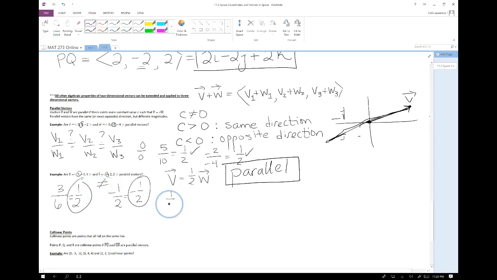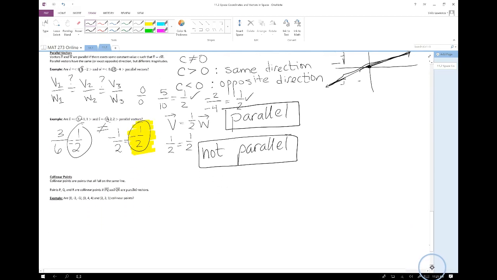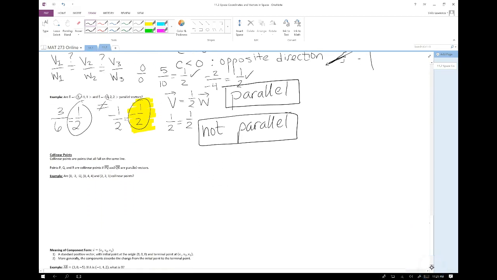You can go ahead and check the third one if you want to. It comes out to be a half, which is good. It matches up with our first component. But if any one of these comes out to be something different, then that means they are not parallel. So our first example, they were parallel, but our second example, they are not. And we're going to use this idea of parallel vectors to define collinear points.